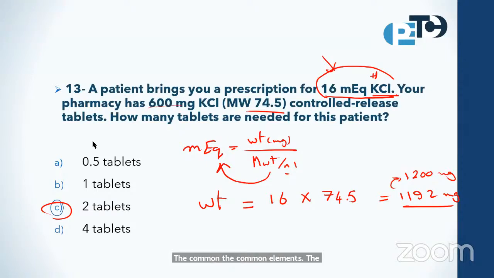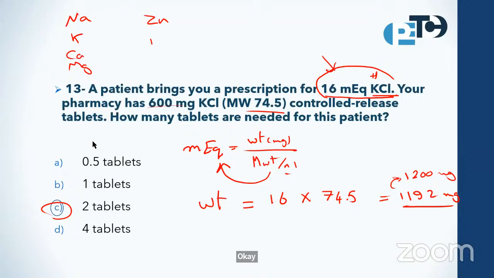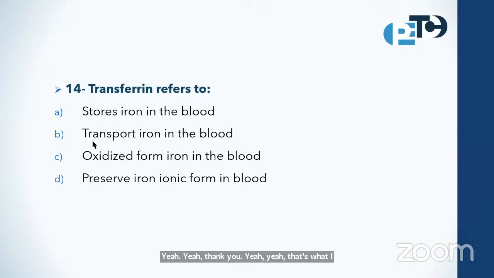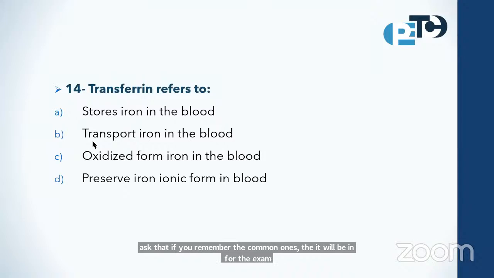The common elements you should remember: sodium, potassium, calcium, magnesium, zinc, lithium. What else? Aluminium. All of them are common, and you can know them from the periodic table. Sodium is 1, potassium 1, lithium is 1, calcium is 2, magnesium 2, zinc 2, aluminium 3. Those are the common. Thank you. If we remember the common ones, it will be enough for the exam. Yes, sir. Okay. Thank you so much.